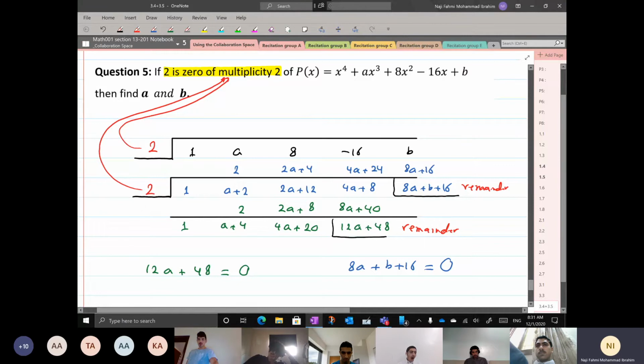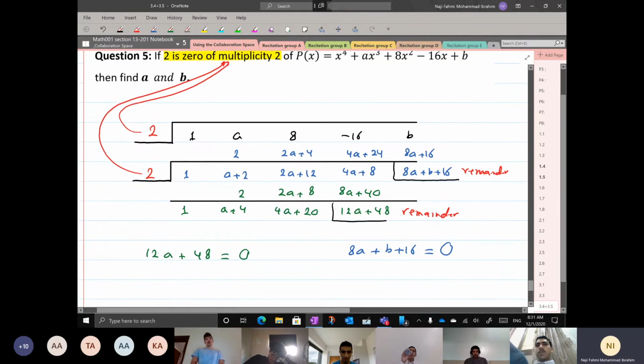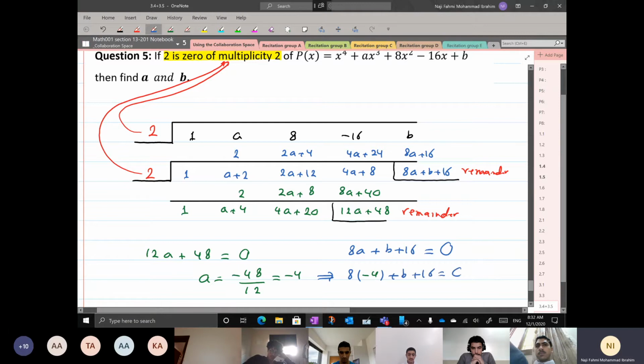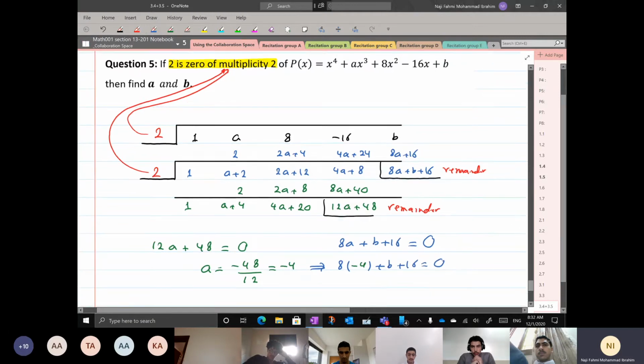Now, which one is easier to start with? With one variable? The first. One variable or two variables? One variable. So how much is A? Can I say A is negative 48 over 12? Yes. Negative 4. Now I will use this negative 4 in the first one. I will say 8 multiplied by negative 4 plus B plus 16 is 0. Can I find B? Yes. B will be 16.